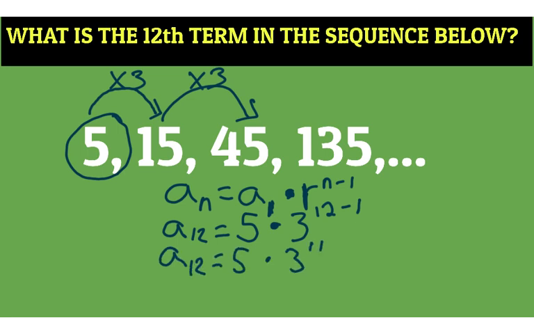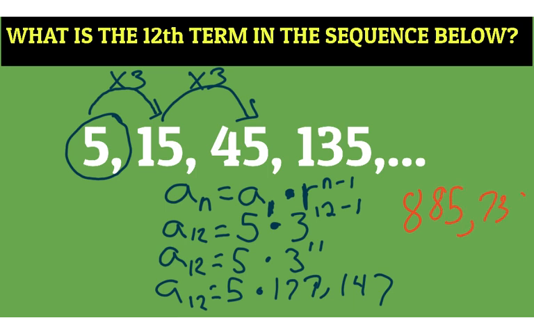So instead of an exponent of 12 minus 1, that takes me to an exponent of 11. Next I'll find out what 3 to the 11th power is, and it comes out to be 177,147. Now I have to take that number and multiply it times 5, and that'll give me the 12th term, which is 885,735.